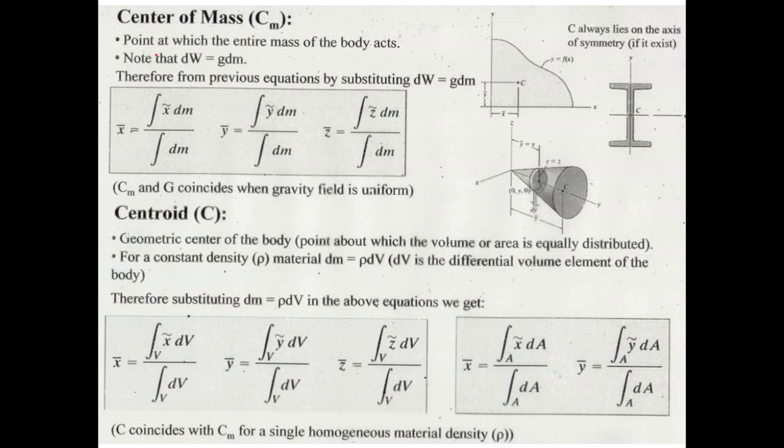So what is center of mass? It is the point at which the entire mass of the body acts. We note that the differentially small element that we considered in the previous slide had a weight dw. We can use the expression w equals mg to define the differential mass of this element. So each dw will be equal to g times dm, where dm is the differential mass.